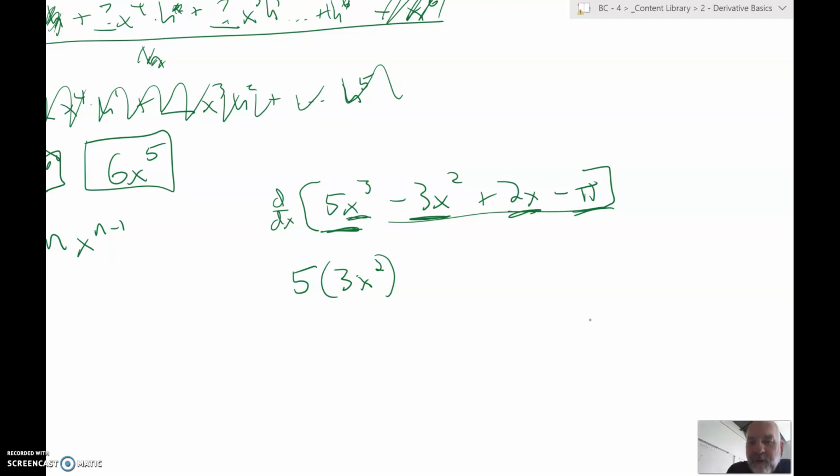So I'm going to skip 3x squared for a second. And so this one here would be 2. The derivative of pi is 0. It's a constant. It's always pi. It never changes. So there's no rate of change, or 0 rate of change. Last one, what about this one?